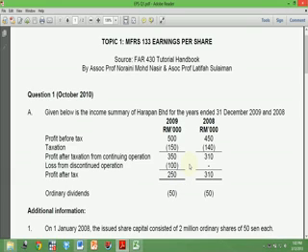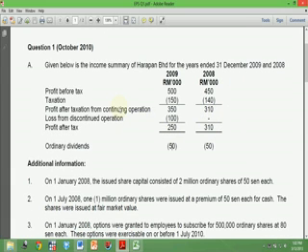This is the income statement summary for Harapan Berhad for the year ended 2009 and 2008. The profit after tax from continuing operation is 350,000 in year 2009 and 310,000 for year 2008. This information will be used to calculate the EPS from continuing operation. Another information supplied here is profit after tax in the year 2009, the value is 250,000, while in 2008 it is 310,000.